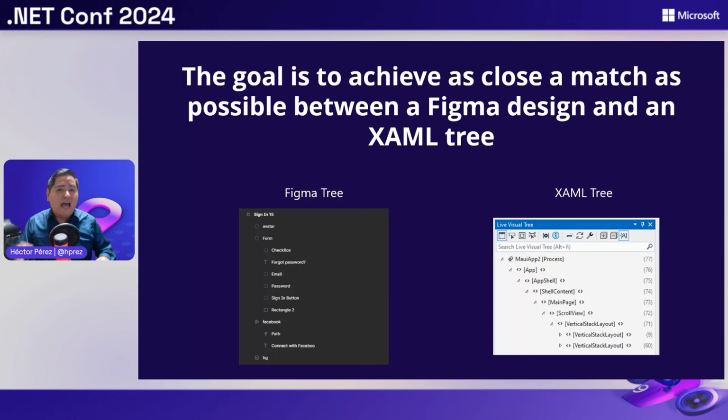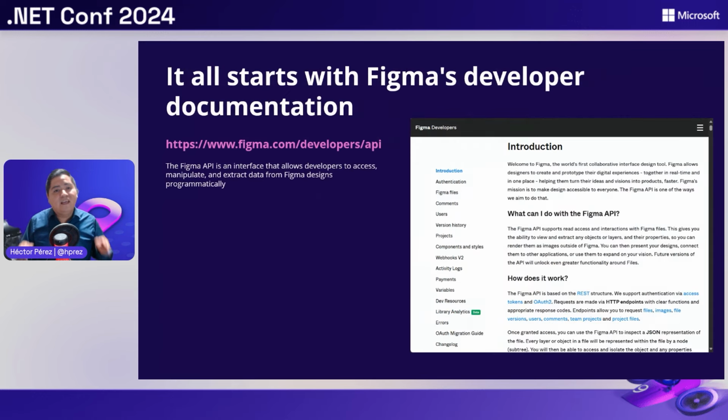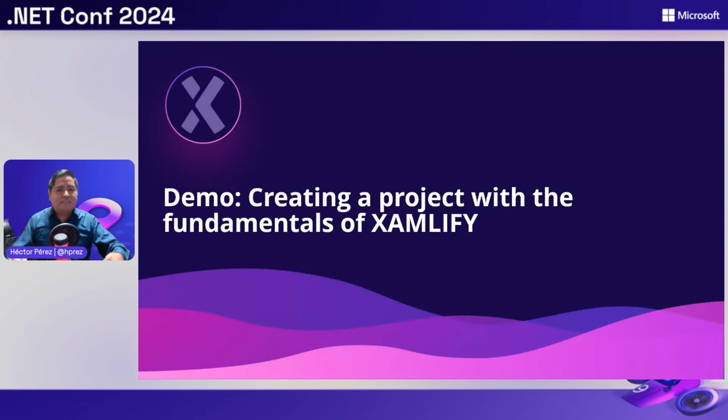To achieve this, I discovered that both the Figma tree and the XAML tree must match as closely as possible to achieve similar designs. This sounds very simple, but it has its complexities. If you want to know how Xamlify works internally, I can tell you that everything starts with the Figma API, which is free and you can use right after creating your Figma account. Let's move on to a quick demonstration of how to start a project similar to Xamlify.